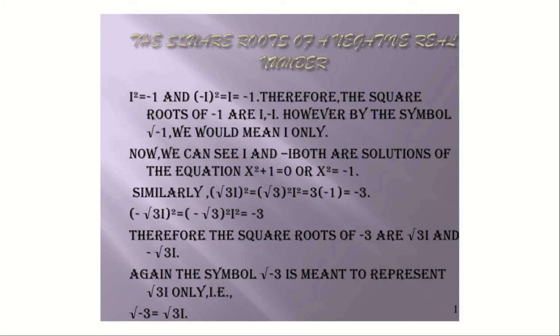Similarly, (root 3 i) whole squared is equal to (root 3) whole squared into i squared. Since i squared is minus 1, 3 into minus 1 will become minus 3. Therefore, (minus root 3 i) whole squared is also equal to (minus root 3) whole squared into i squared, which is equal to minus 3. So this is a simple example to understand that i squared is equal to minus 1 and (minus i) whole squared is also equal to minus 1.